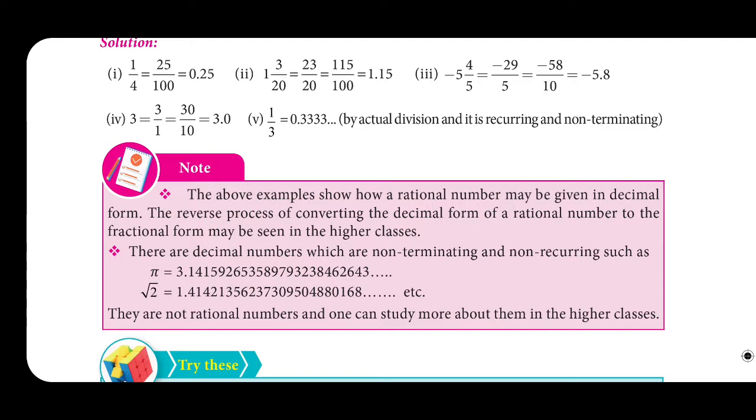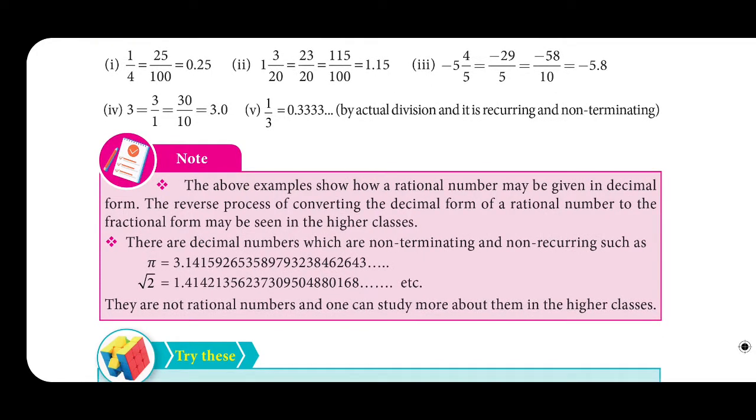The reverse process of converting the decimal form of a rational number to the fractional form may be in the higher classes. So that means what? In 9th standard you are going to see how decimal numbers are converted into fractions. So there are decimal numbers which are non-terminating. I already told that non-terminating means there is no end in the decimals, and non-recurring, that is not repeated, so it's not a rational number.